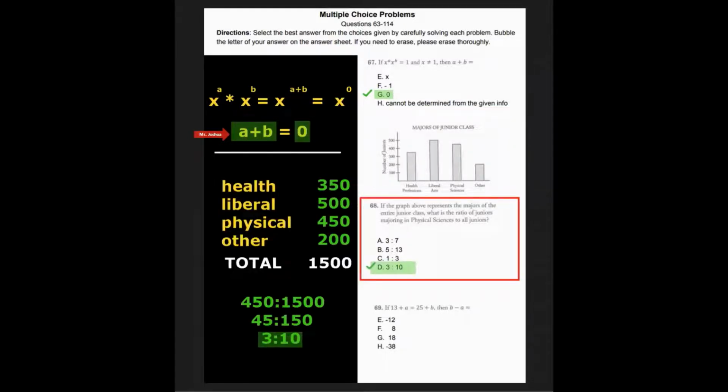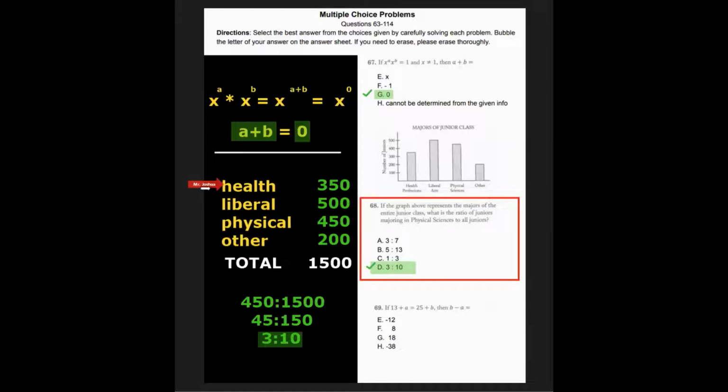Question 68, majors of a junior class. The graph above represents the majors of the entire junior class. What is the ratio of juniors majoring in physical sciences to all the juniors? Well, the first major is health professionals, then liberal arts, physical sciences, and then other.